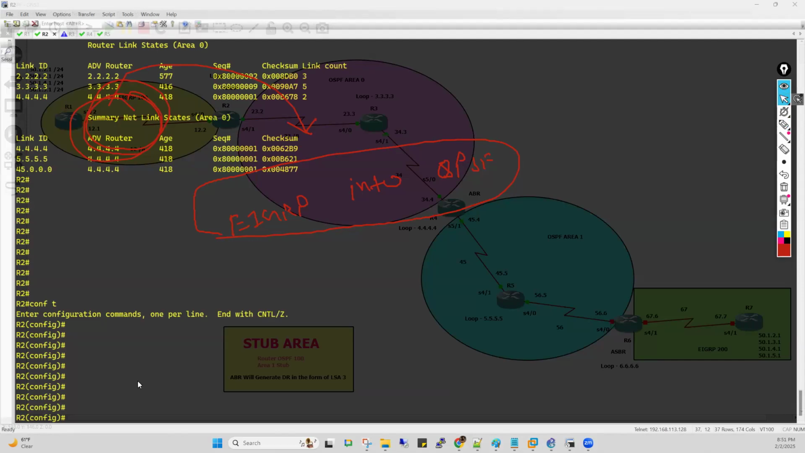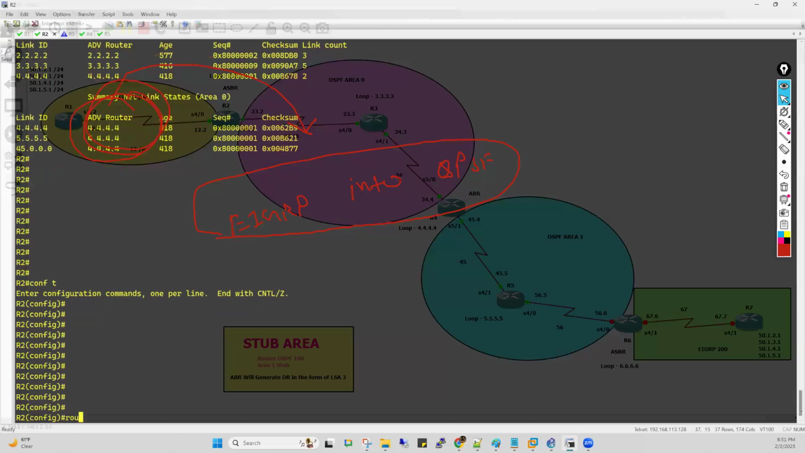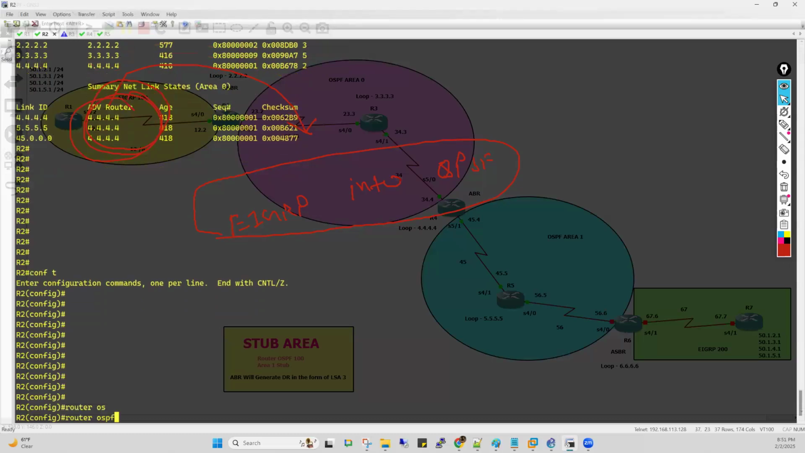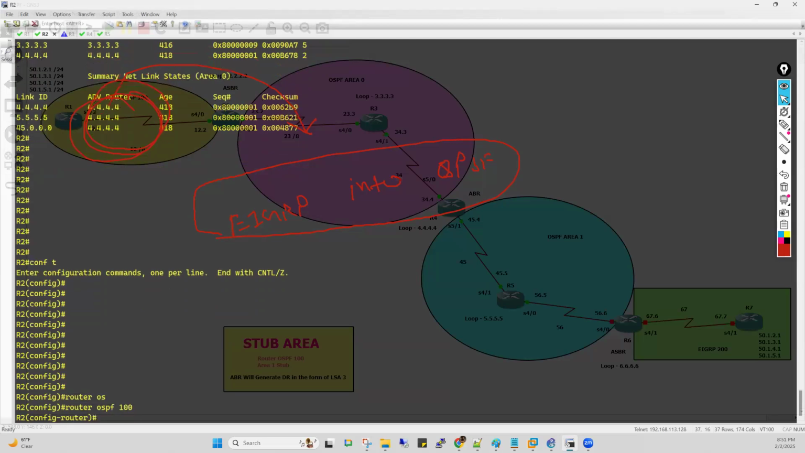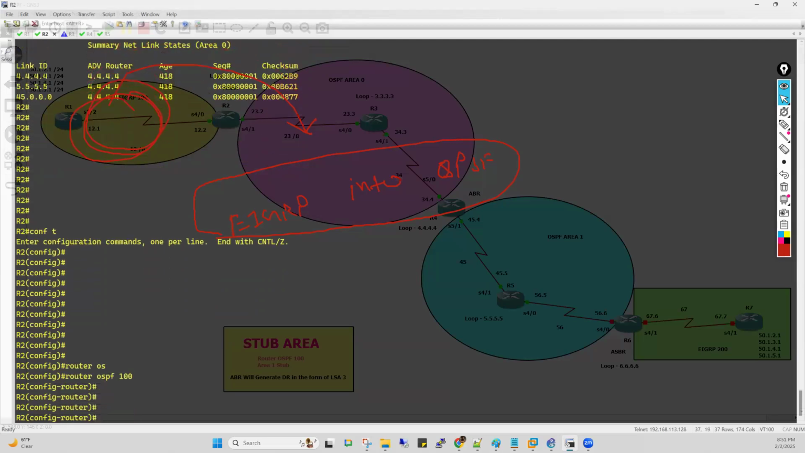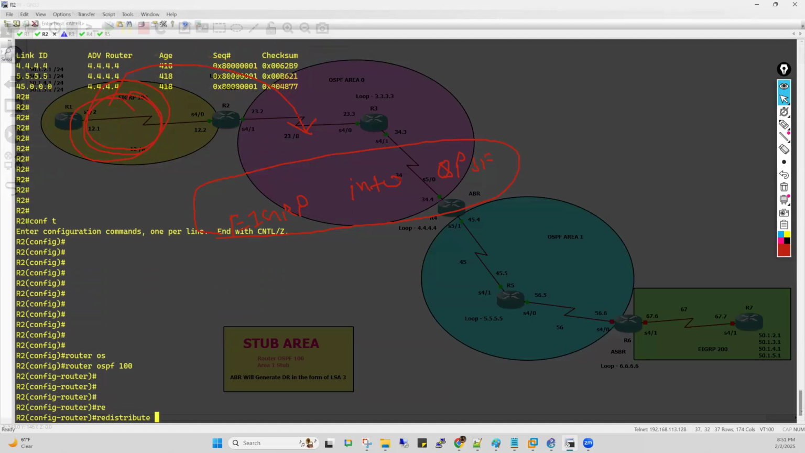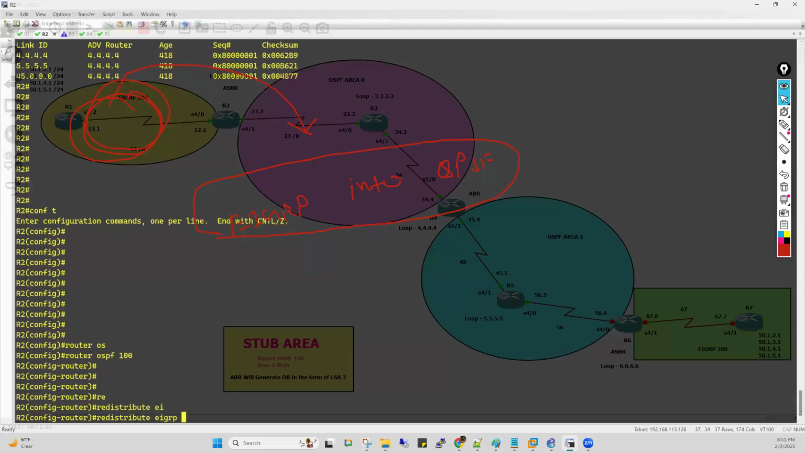First, you need to write router OSPF. Which OSPF are you using here? We are using router OSPF 100. Then write the command redistribute. What are you redistributing into OSPF? We are redistributing EIGRP. So write redistribute EIGRP.